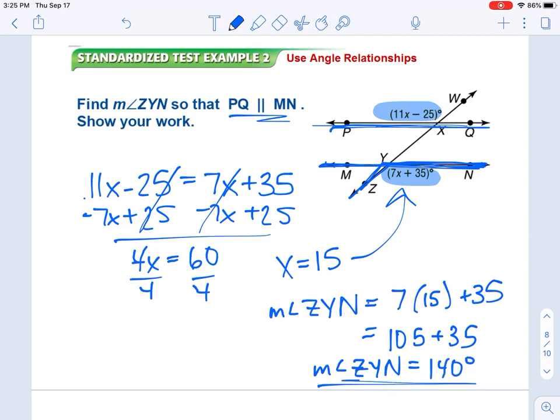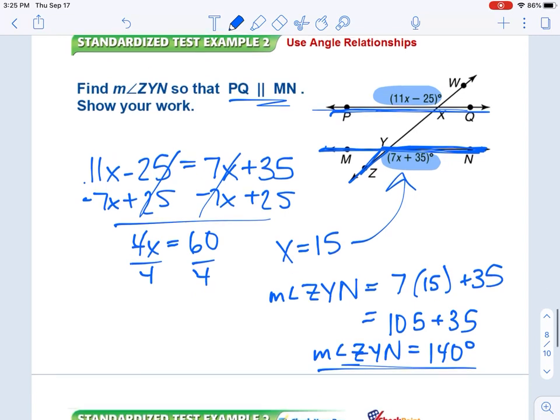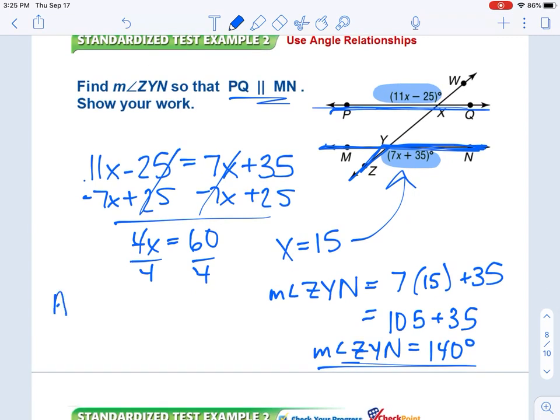That means the other angle, PXW, has to have a measure of 140 degrees as well. And we should also probably write that this is by the alternate exterior angles converse.